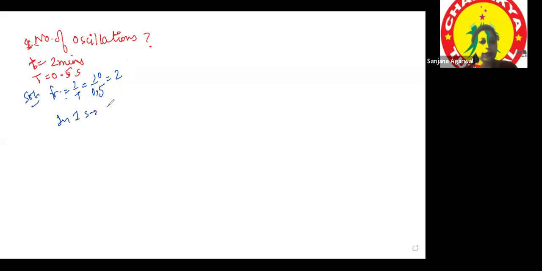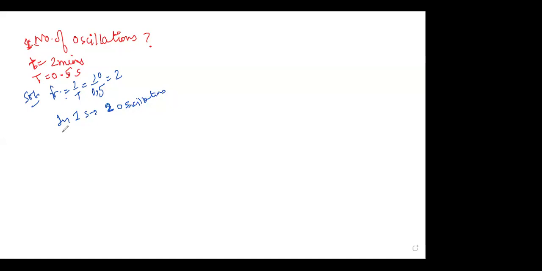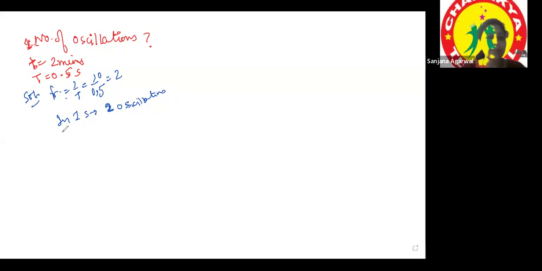In 1 second, 2 oscillations are completed. So we can say we have the time given as 240. Sorry, 2 minutes. So what is the number of oscillations in 2 minutes? Ma'am, I didn't understand. Can you explain again? Okay. Can anyone explain it? Who else can explain this?